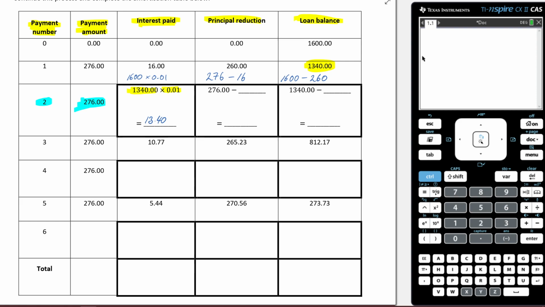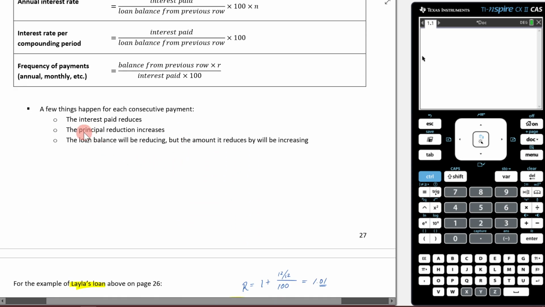$13.40. Can you notice something for me? The thing I want you to notice is that in the previous month, in payment number 1, the interest being paid was $16, but now it's $13.40. It's gone down in value. And the reason why the interest being paid is going down is because the loan is reducing. And remember, you're paying 1% of whatever the loan is. So what you'll find when you're doing amortization tables for reducing balance loans is that the interest being paid will decrease. And we saw that if we come back all the way here, it says the interest paid reduces. That's what that sentence there says.